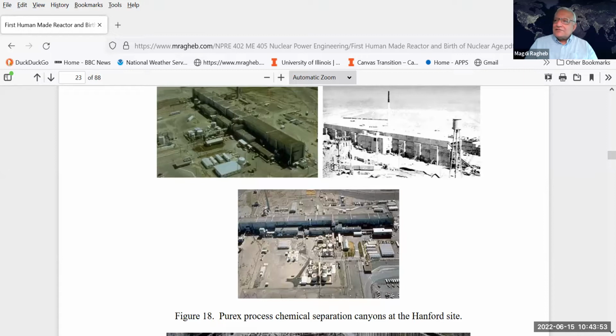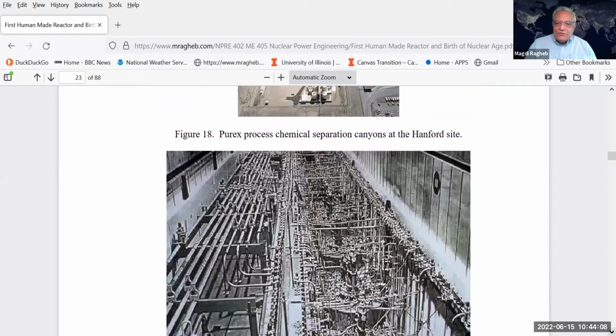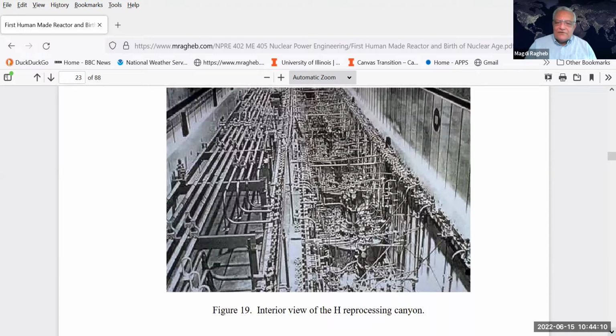So the invention of the video cameras was built when they built those canyons. I call them canyons because they were so large and so huge, and everything had to be done with remote control methods because of the very high levels of radioactivity. This is a picture taken of the inside of one of those reprocessing plants. If you look carefully here, this is a processing vessel.